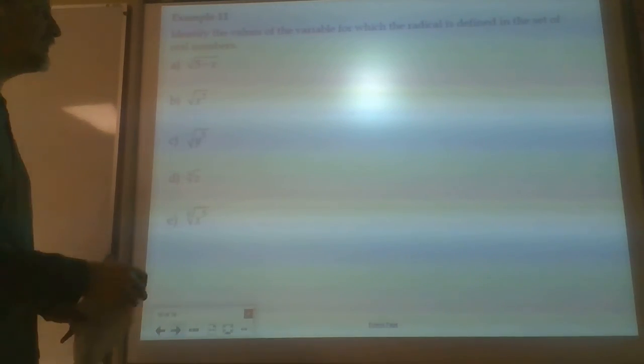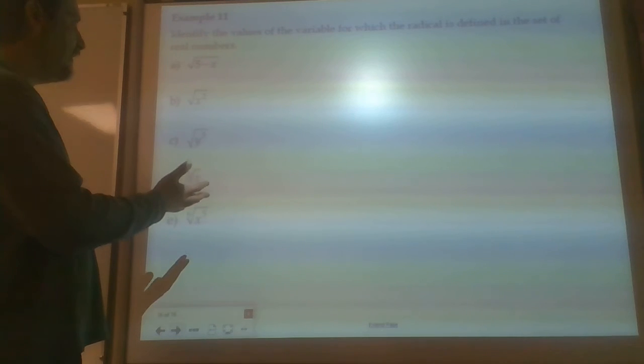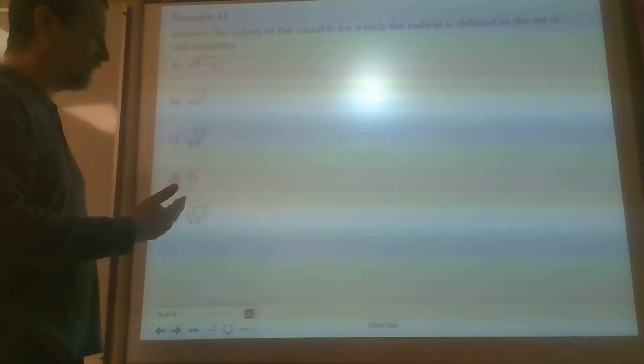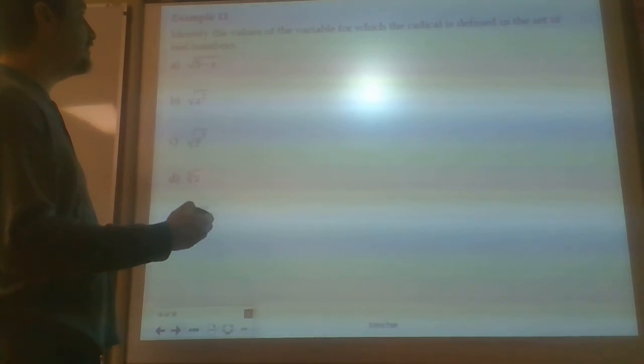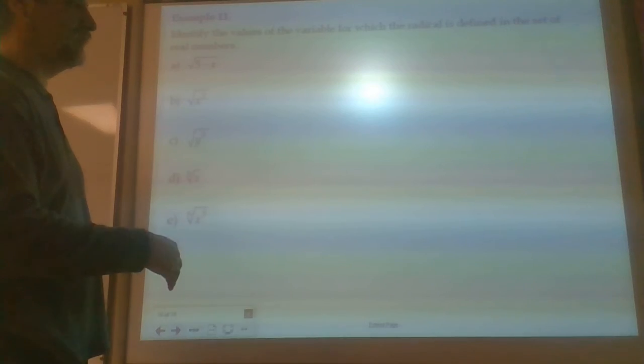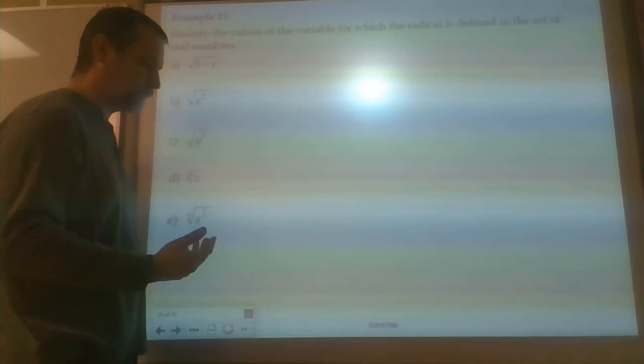The last thing I'm going to look at is example 11. Basically what we're looking at is A is the most important one out of this. In example A, we're looking at what the restrictions are going to be. Identify the values of the variables for which the radical is defined in the set of real numbers. What they're asking is, what are the restrictions? What can x be and not be?